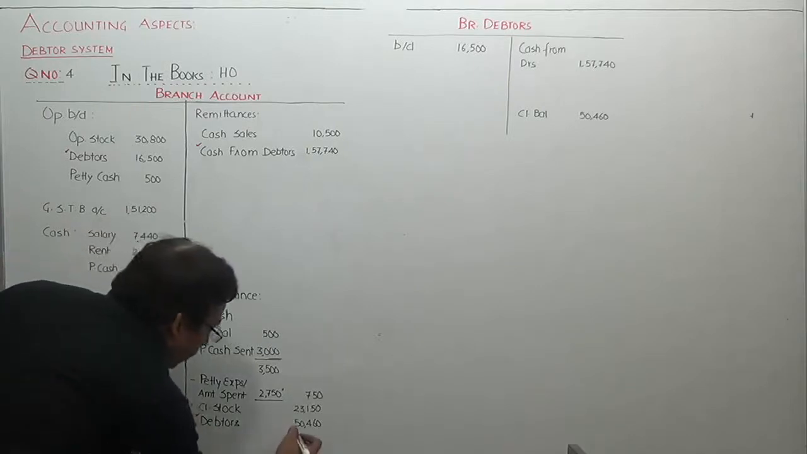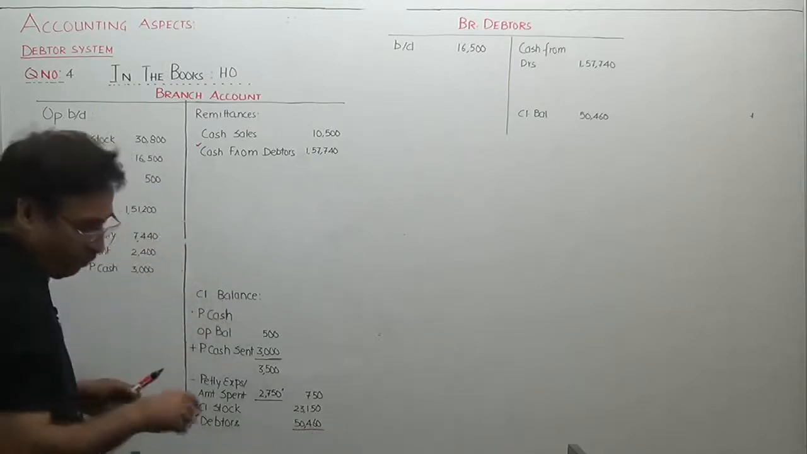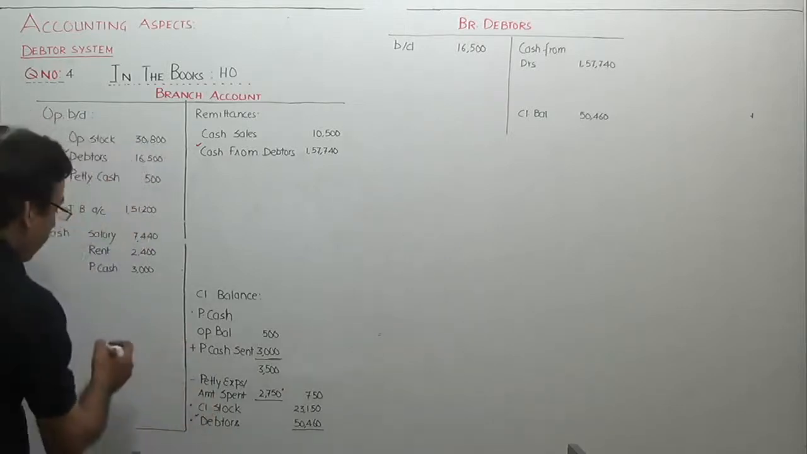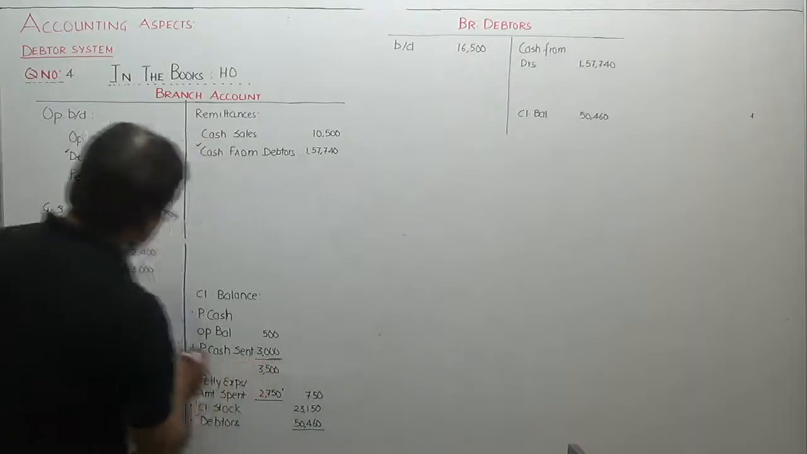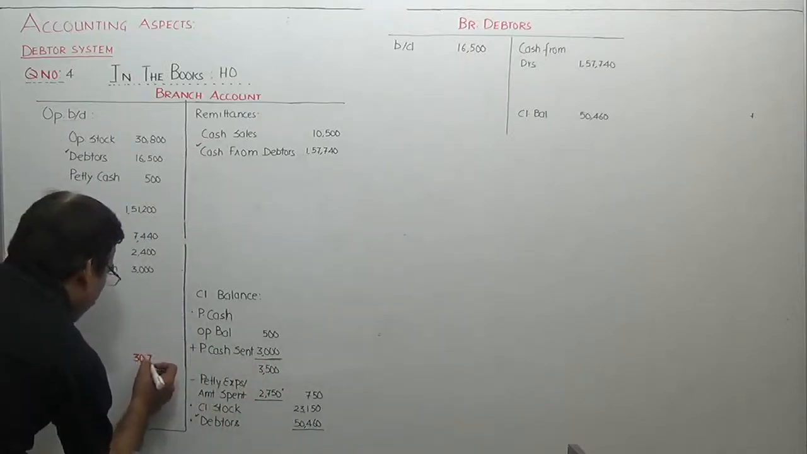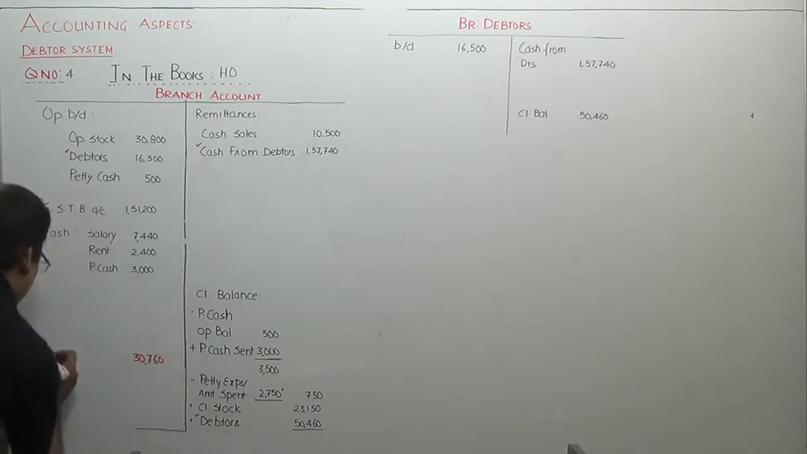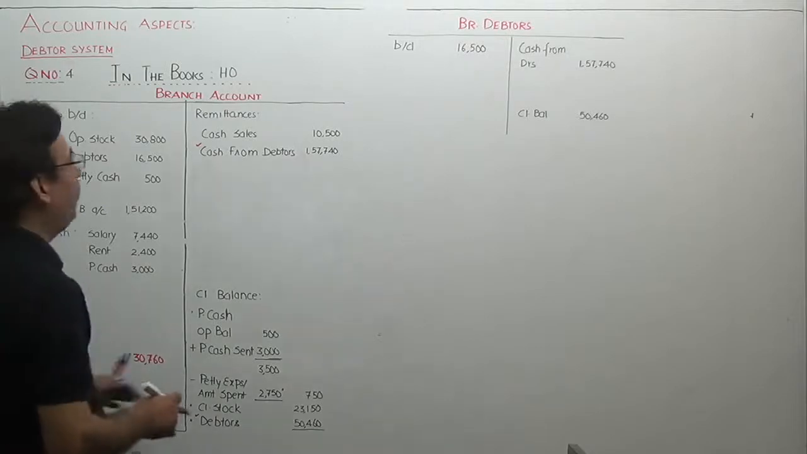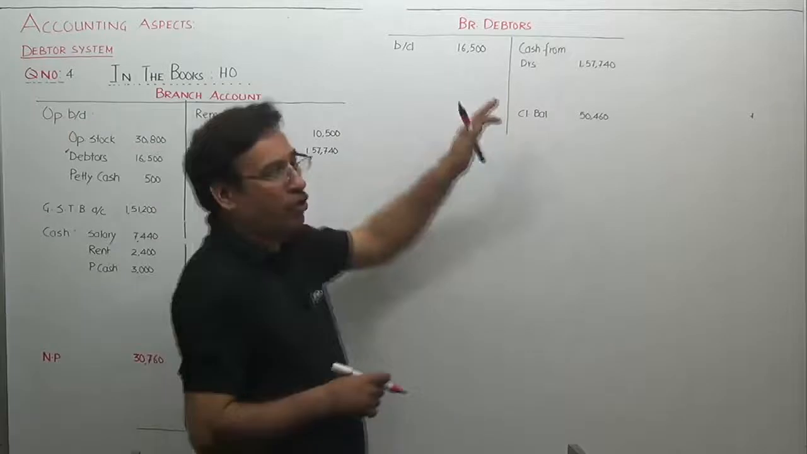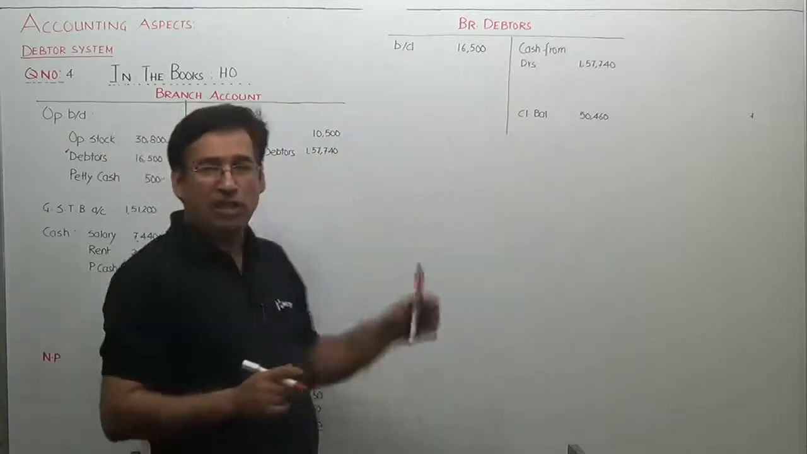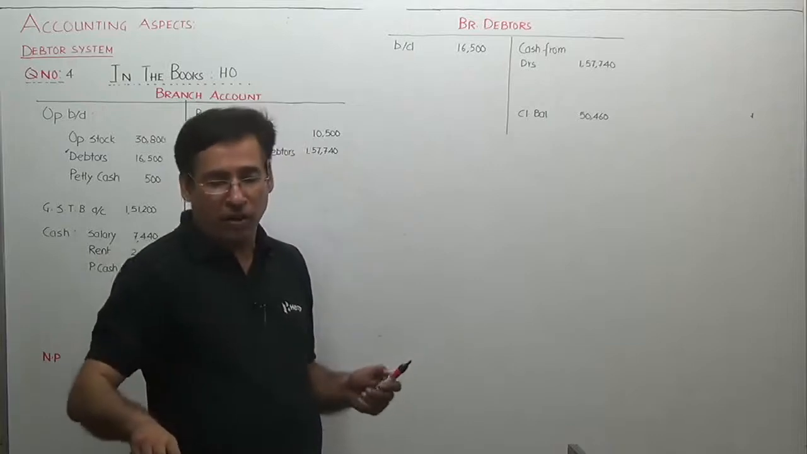So now I am going to tally it. So my net profit will be 30,760 as per the solution. 30,760 as it is. So 30,760 will be your net profit. Correct? However, if you want to tally the branch account, you can do so, but this time the figure which you will get will not be written anywhere else because there is no missing figure in this case.